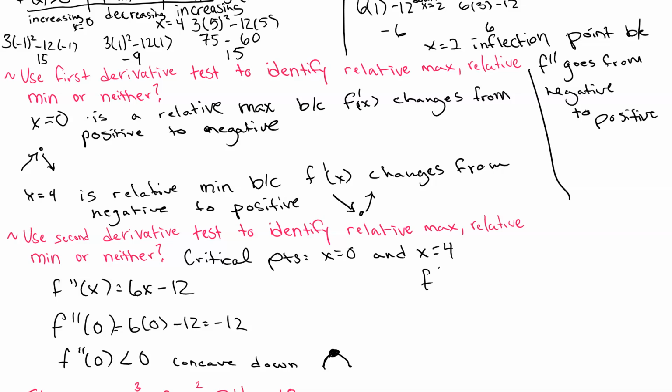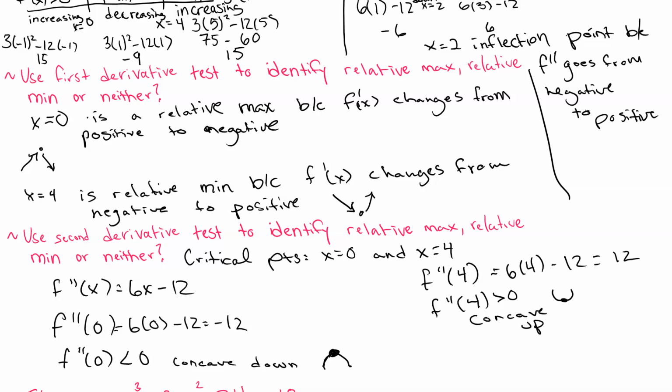And then same thing at 4. 24 minus 12, 12. So our second derivative at 4 is greater than 0, or positive. So we're concave up, which gives us a relative min.